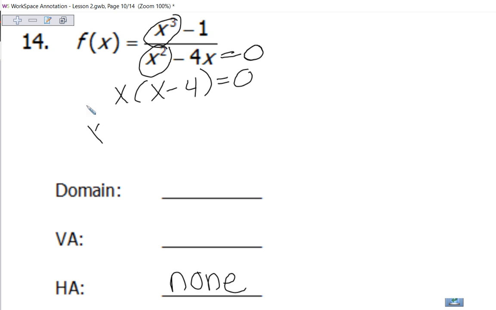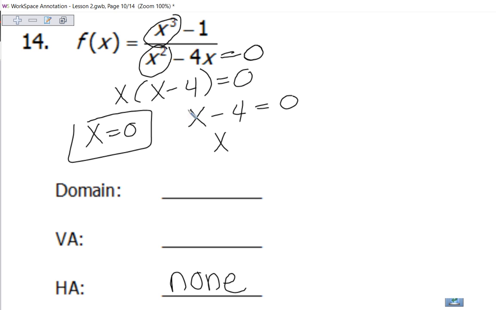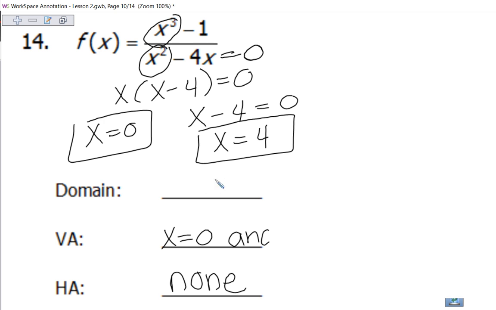So the first one, set X equal to 0. There's the first vertical asymptote. X minus 4, set it equal to 0. And what's the second vertical asymptote? 4. And how did I know that we would have two vertical asymptotes? It was squared in the bottom. So the first vertical asymptote was X equals 0, and the second one is X equals 4. So that means our domain is all real numbers, except X cannot equal 0 or 4.